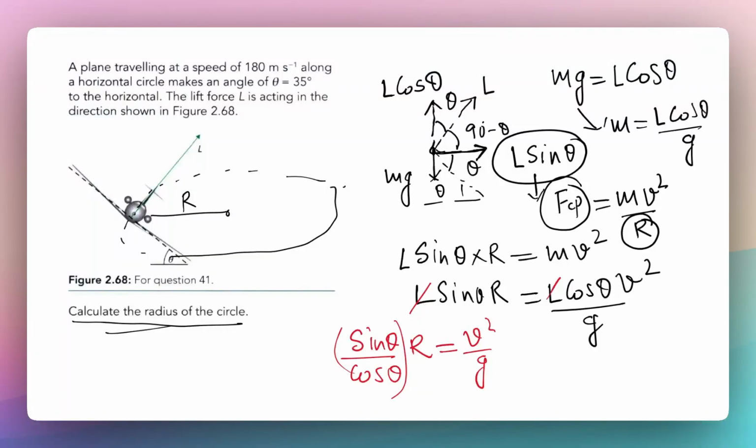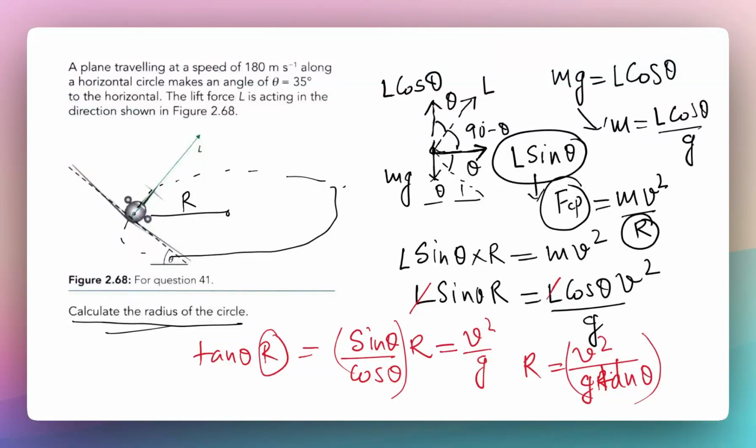Now sine theta over cos theta is equal to tan theta, so tan theta r equals v square by g, and we have to calculate r. So r is going to be v square divided by g tan theta. So let's calculate that r: v square divided by g tan theta.